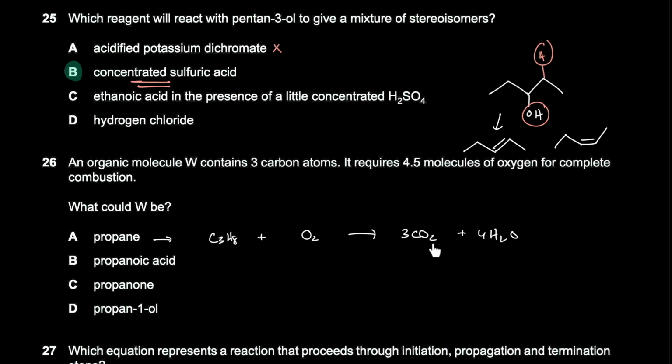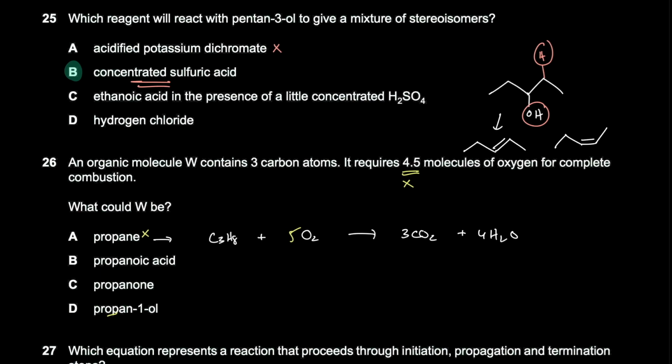So that means we have 3 times 2, that's 6, plus 4, that's 10 oxygen atoms. So that would be 5 O2. We need 4.5 moles of O2. So A is incorrect. Now, the answer over here would be D.